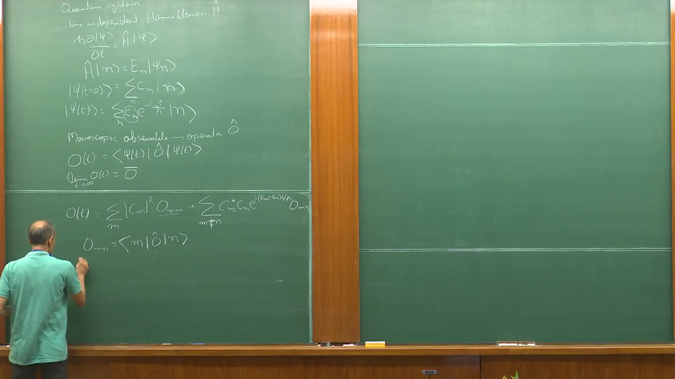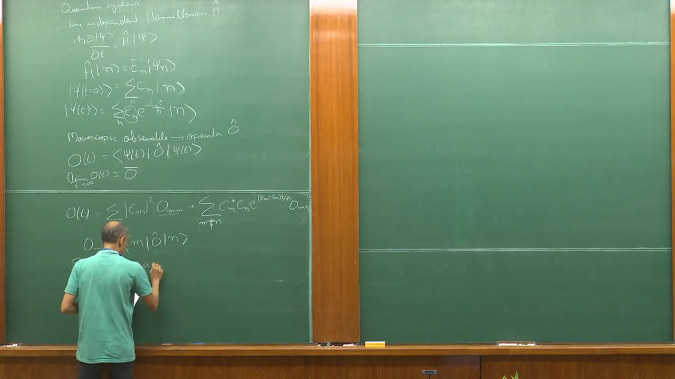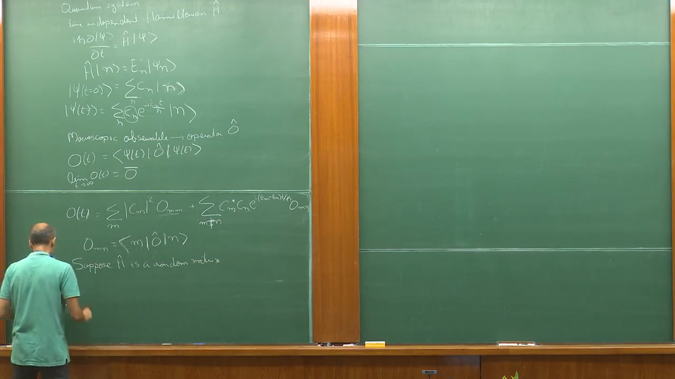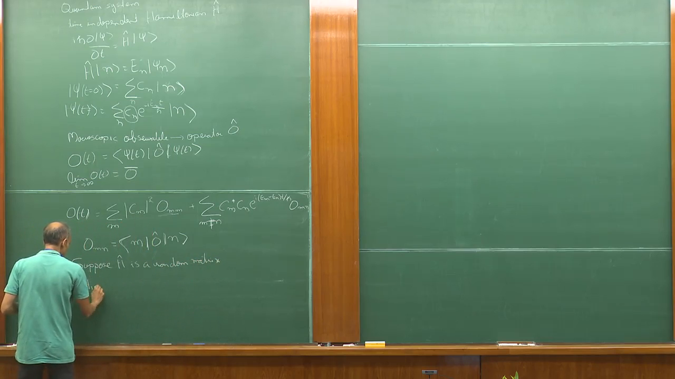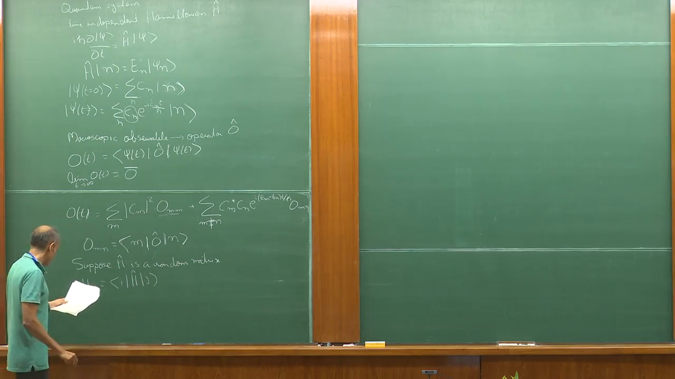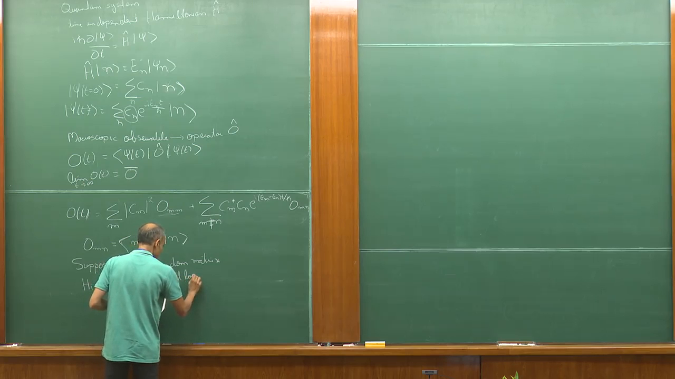Okay. So suppose H hat is a random matrix. Which means that if I look at the matrix elements of H in some arbitrary or some random basis of the Hilbert space, so these are the matrix elements, then these will look random.